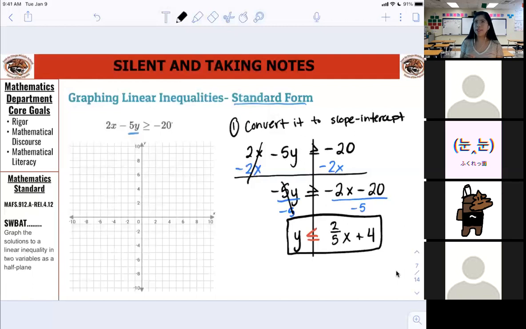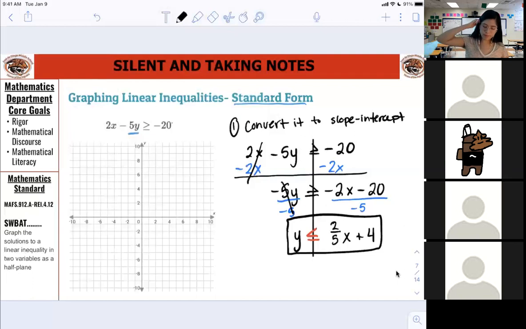You guys said it before. Say it again. Why did I flip it from a greater than or equal to? When you divide by a negative with an inequality symbol, you will flip the symbol because you're dividing by a negative. Exactly. Perfectly said, Chloe. That's it. All right. Now I have everything I need.